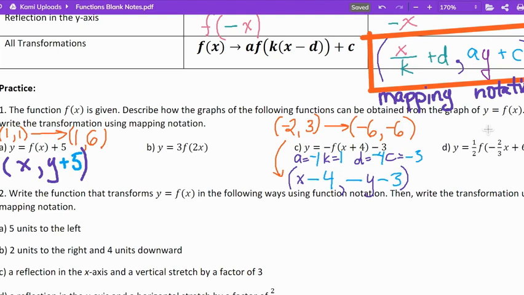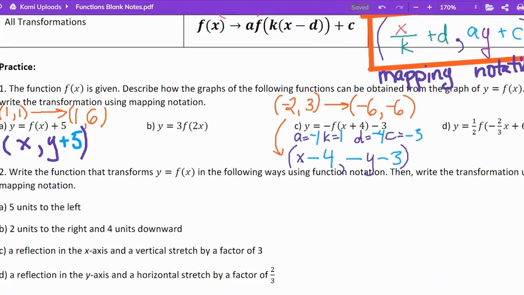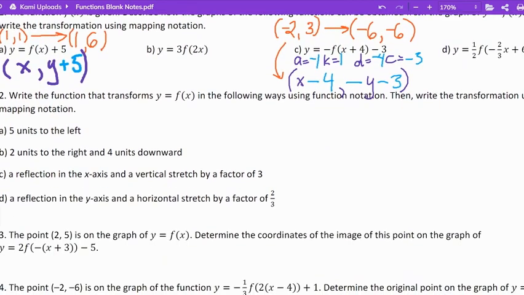Do you agree? Is it (-6, -6) or (-6, 6)? Okay, and then Luke was asking for, or was it Kajik? Okay, let's do another one.